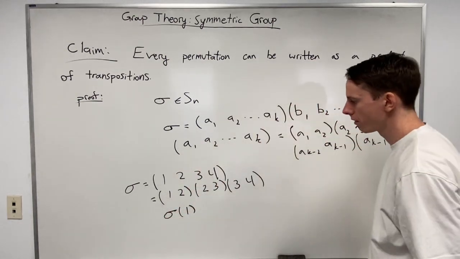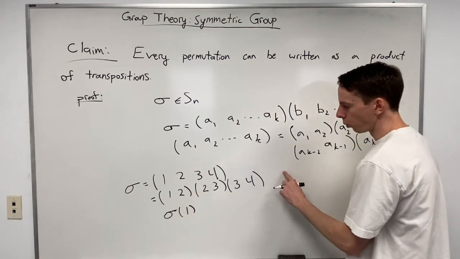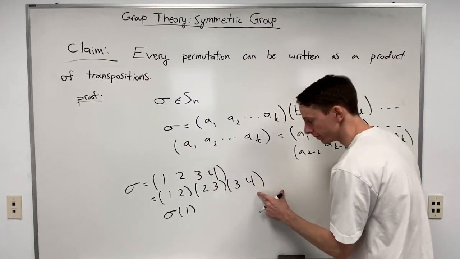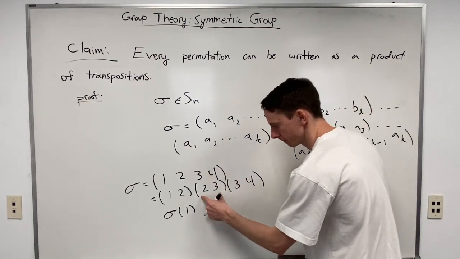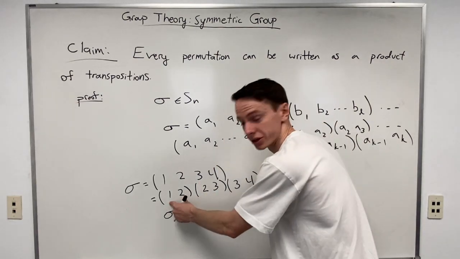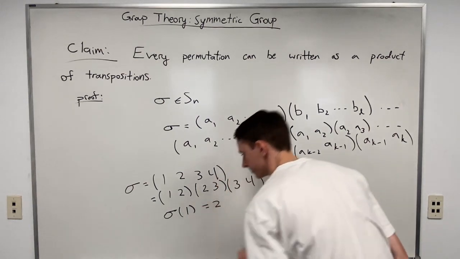So sigma of 1, and let's imagine 1 gets input into here. So 1 gets acted on by (3 4). 3 and 4 aren't the number 1, so it's unaffected by this. It goes to here. The number 1 is not in here, so it's unaffected by this, so it also goes to here. And then 1 moves to 2. So sigma of 1 is 2.